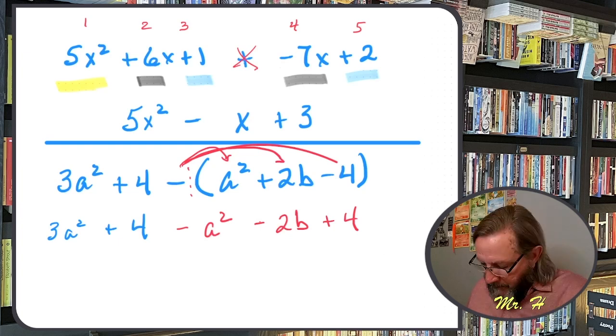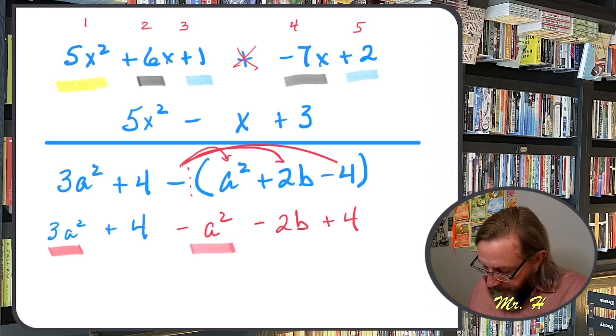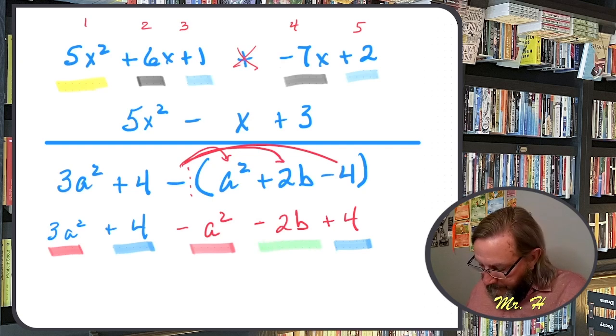So now we need to identify the like terms. We've got an a squared and an a squared right there. I've got a constant. Do we have any more? Yep, sure do. There's one. And then I've just got the minus 2b hanging out right there.